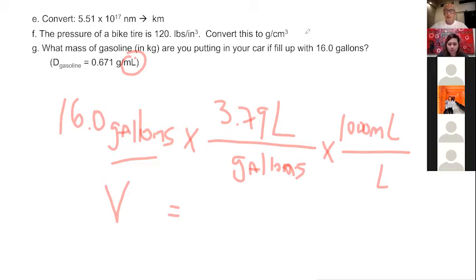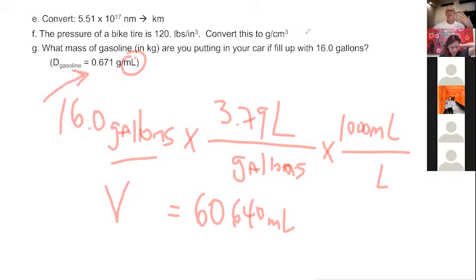How many milliliters do we have? I got 60,640. I did too. So either we both made the same mistake or we got that right. So 60,640 milliliters. Now here we've got density.